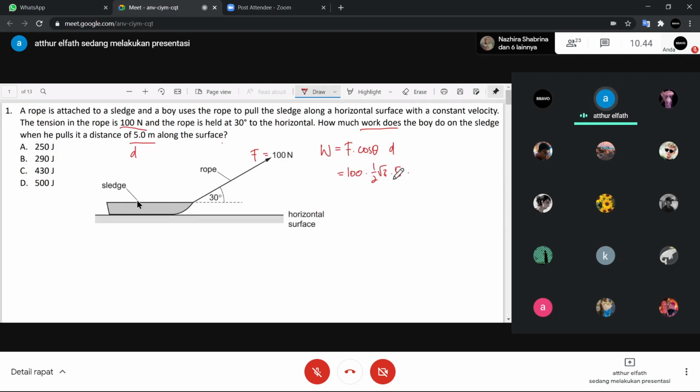If you calculate this number, you will obtain the result of 433 joule. So from all of these choices, the best one is C. I think these are easy questions. I hope you answered this correctly.